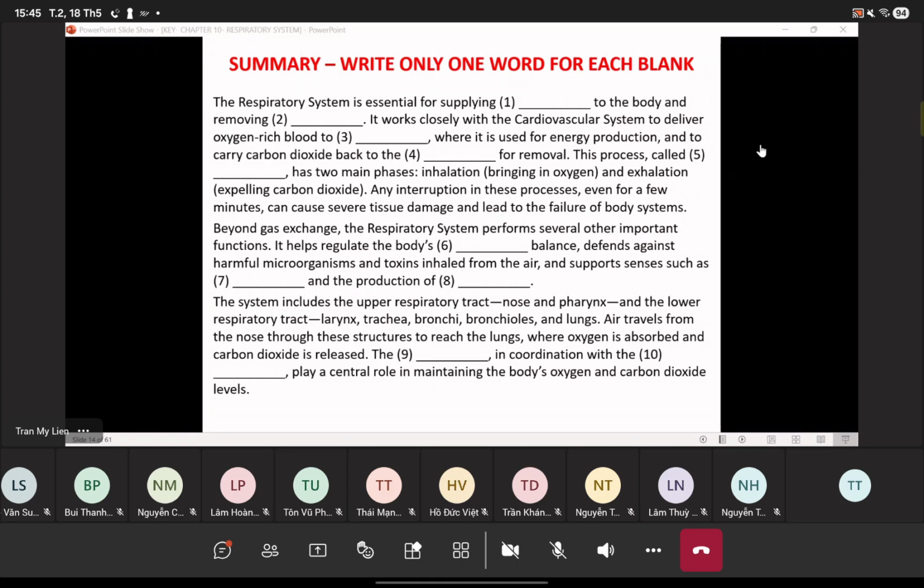Okay, a summary task for section 1. Write only one word for each blank for the summary message. 10 minutes to do the task and write answers in the chat box, please.